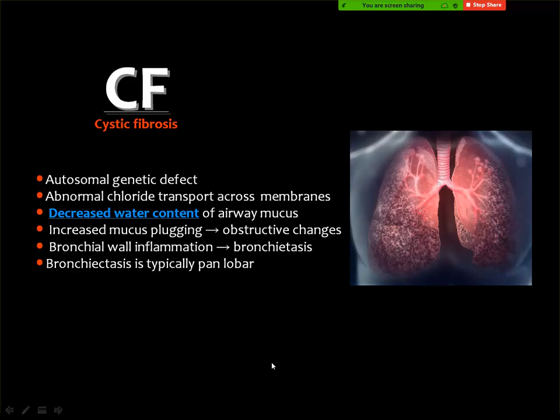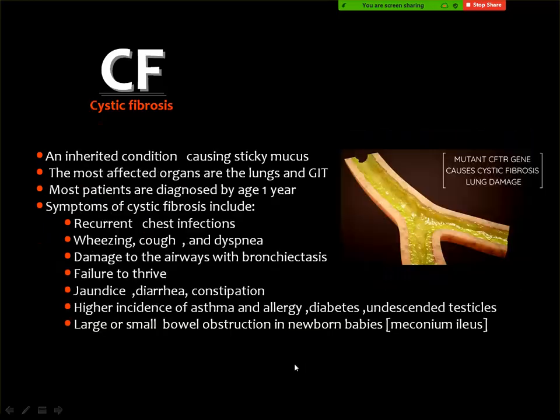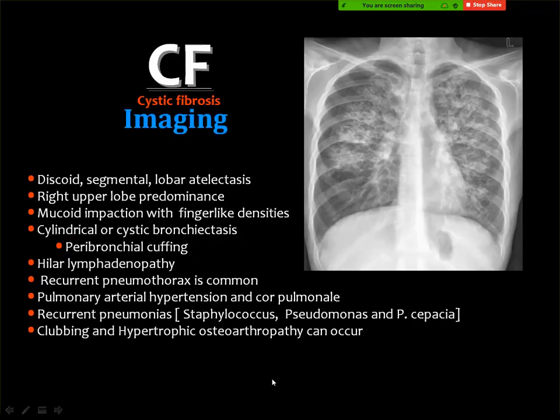This will result in obstruction of the bronchi, inflammation of the wall, bronchiectasis, and mucus plugging. Then the symptoms of cystic fibrosis include recurrent chest infection, wheezes and dyspnea, bronchiectasis, failure to thrive, jaundice, diarrhea, and constipation. The two main sites for cystic fibrosis are the GI and the chest.